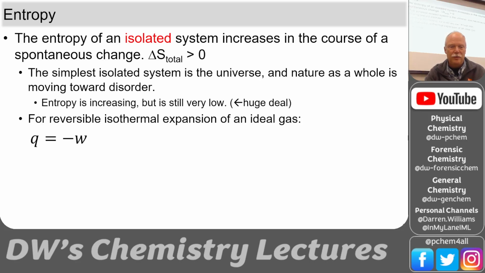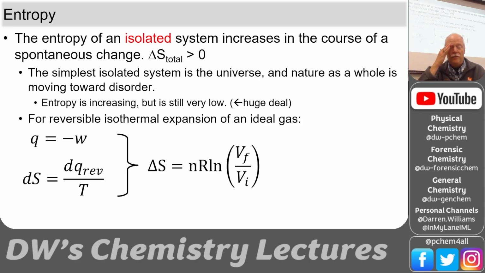And so then for the reversible isothermal expansion of an ideal gas, we have, again, this single leg, where heat and work are equal and opposite in sign. And then we have the entropy description, where we take the derivative of the heat over temperature. Again, for that reversible isothermal expansion of an ideal gas, the heat is nRT ln(VF/VI). Well, we divide it by T, and we get the entropy here. So this is our entropy equation for the reversible isothermal expansion of an ideal gas.